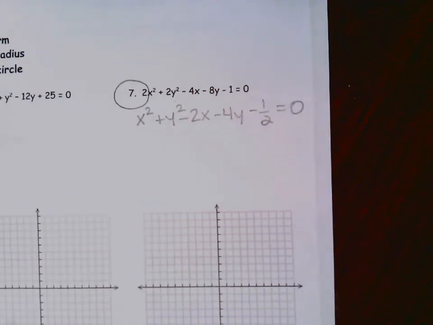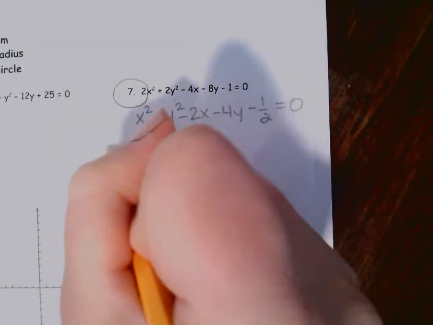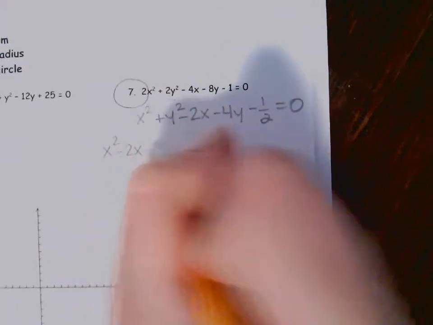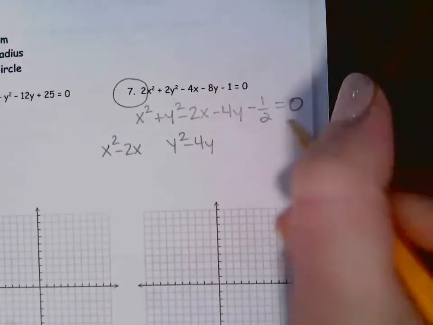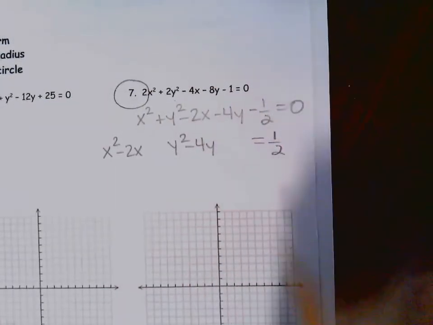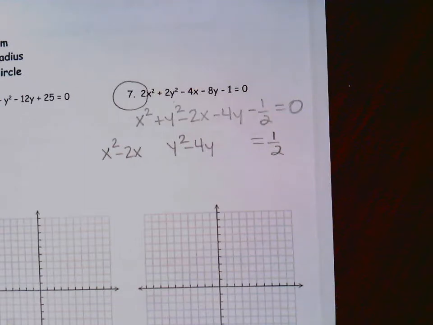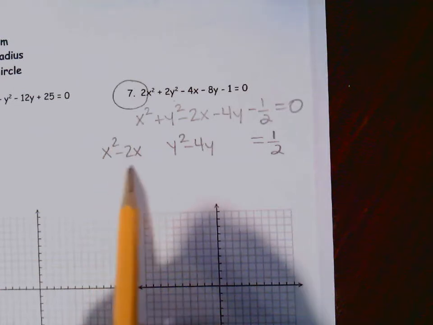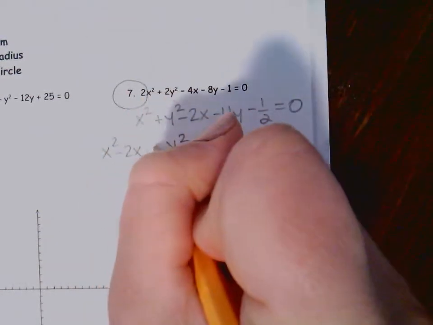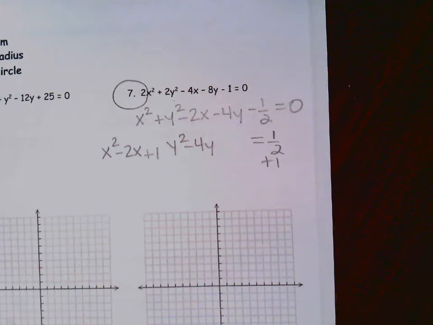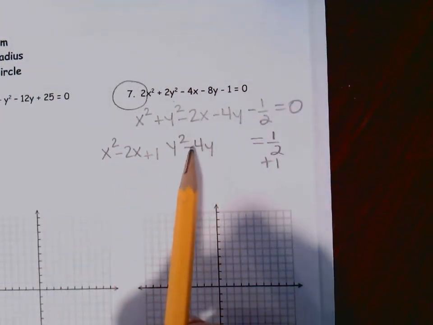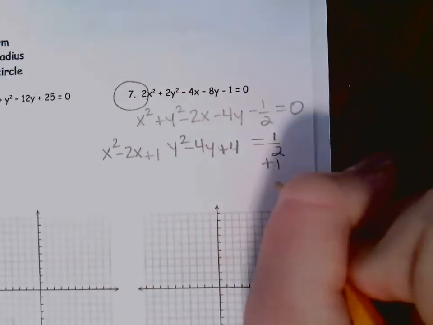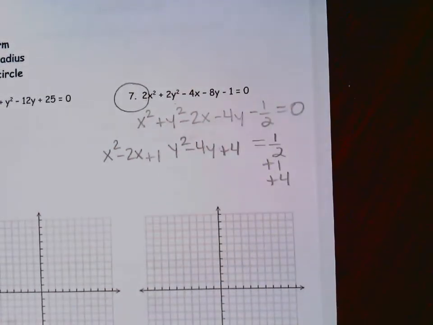My second step is to rearrange my equation. So I have x² - 2x next to each other, and I have y² - 4y next to each other, equals positive 1/2 if I move that to the other side. I'm going to complete both of these squares. Cut this in half, -1 squared is positive 1, so I'm going to add positive 1 on both sides of the equation. And here, cut this in half, -2 squared would be positive 4, so I'm going to add positive 4 on both sides of the equation.